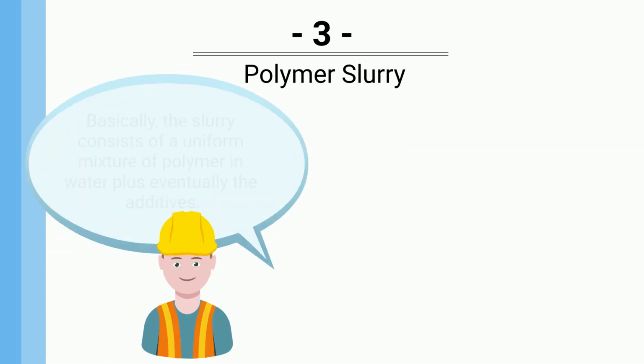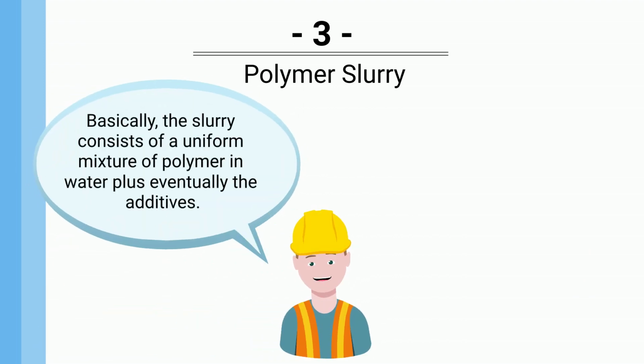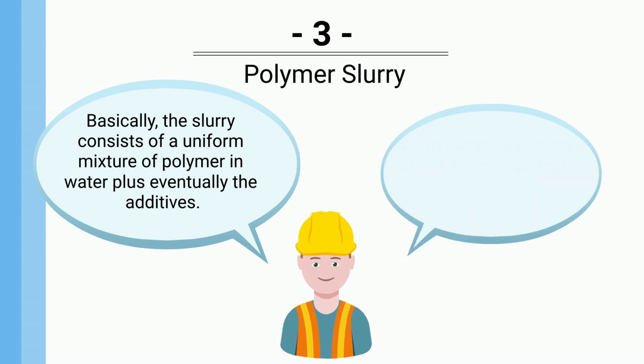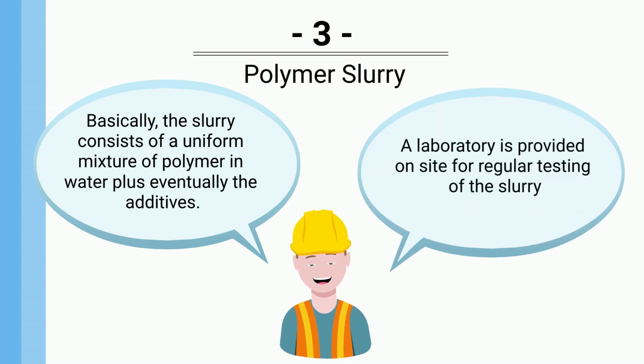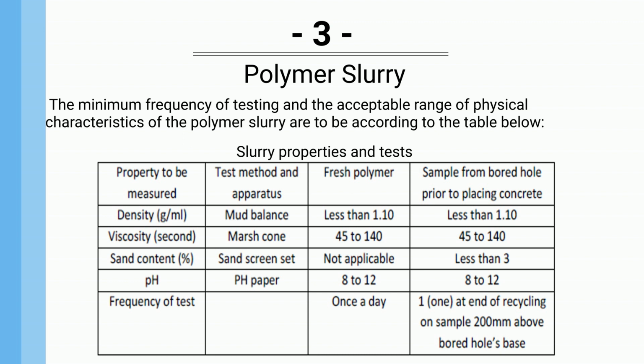Polymer slurry. Basically, the slurry consists of a uniform mixture of polymer and water plus eventually the additives. A laboratory is provided on site for regular testing of the slurry. The minimum frequency of testing and the acceptable range of physical characteristics of the polymer slurry are to be according to the table below.